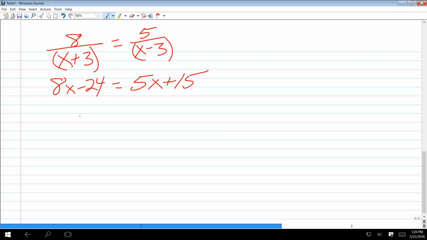Okay, next line. So it should be 3x equals 39. So that should be 13. Alright, there we go. We go to the back of the book now to other problems. Okay.